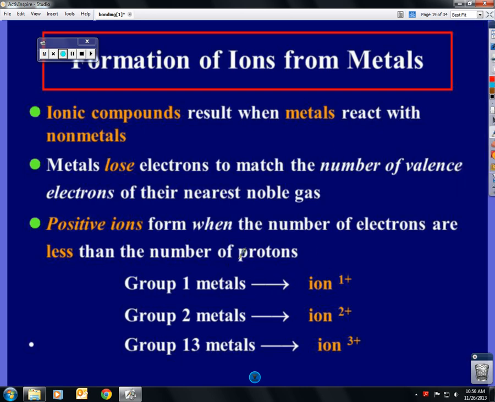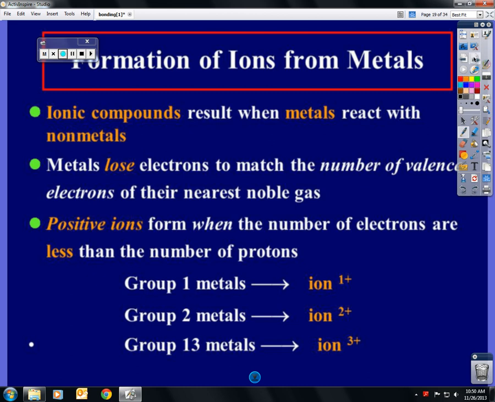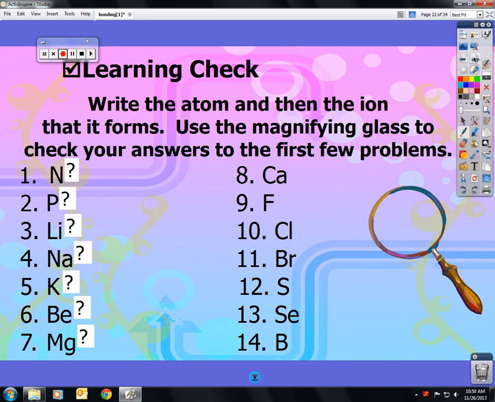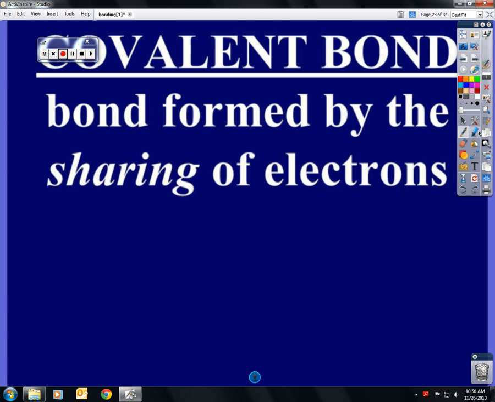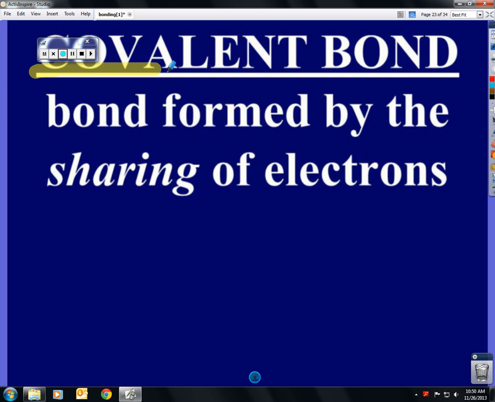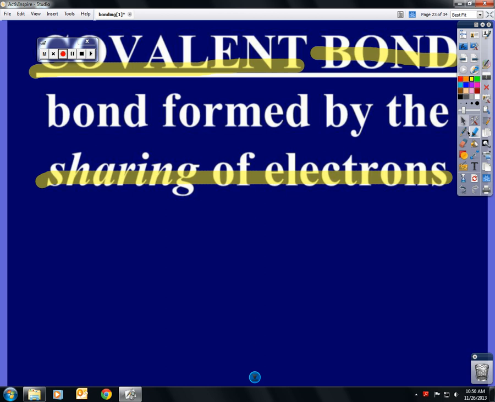Okay, covalent bonds. Covalent, co, means that you share. Think of a co-worker, you share the work. And valent is like your valence electrons, so they share valence electrons. So that's the important thing. Ionic transfers electrons, they give away or receive, and covalent shares electrons.